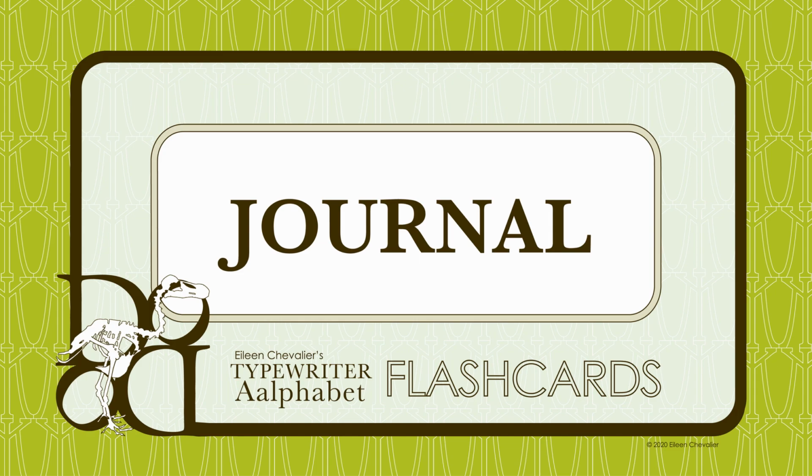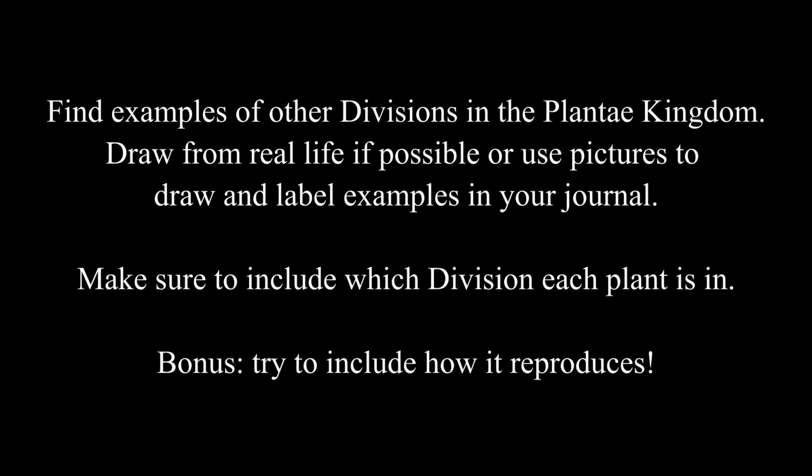And the last thing is the journaling activities. There are 2 for today. The first one is to find examples of other divisions, phyla, in the Plantae kingdom. Draw from real life if possible, or use pictures. If you're using this natural history book, there are so many amazing pictures in there. Draw and label examples in your journal. Make sure to include which division each plant is in. Bonus: try to include how it reproduces.